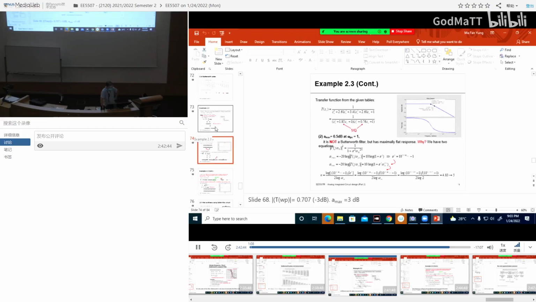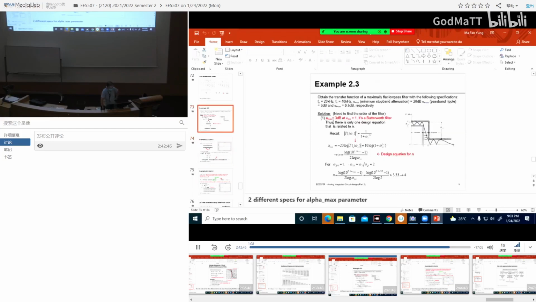First example, where at the 3 dB point, the value is 1. So this is 3 dB and it's 1. See, so for two different cases of the passband ripple, one case is 3 dB, and 3 dB we know is a Butterworth filter.